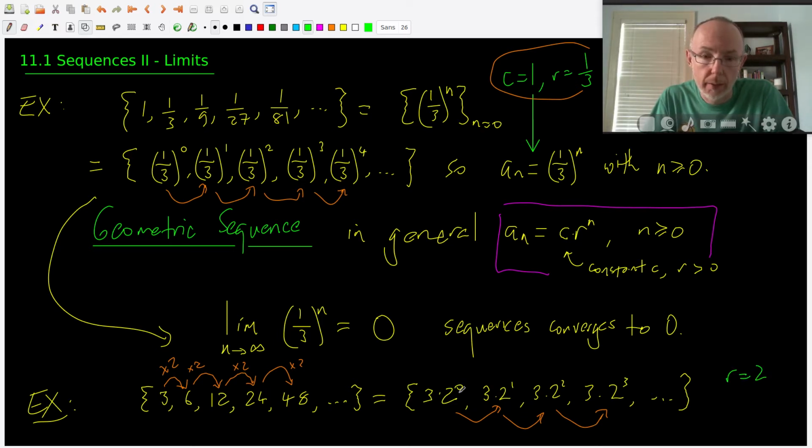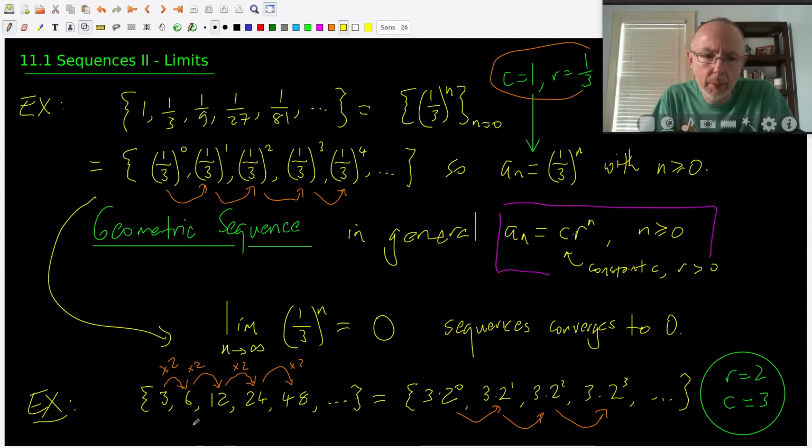So this is 2 to the 0, 2 to the 1, 2 to the 2, right? And it's always R that's raised to that power. And C is just a constant out the front that I can factor out. And you can see I've essentially factored out a 3 here. So this is a geometric sequence with R equal to 2 and C equal to 3.